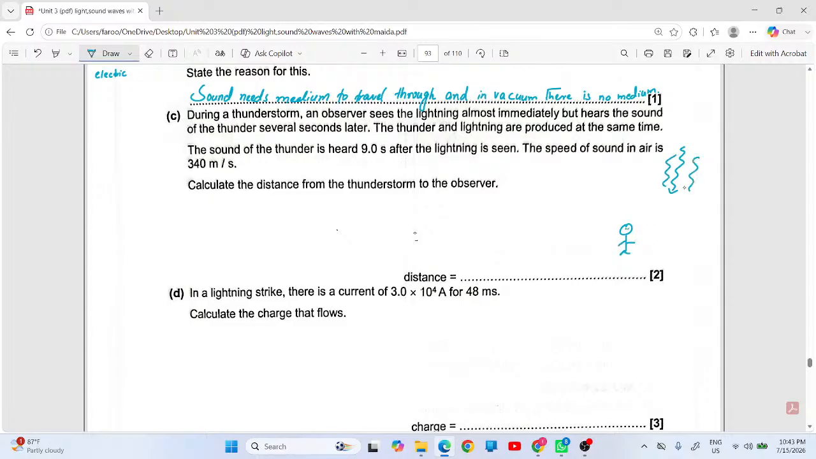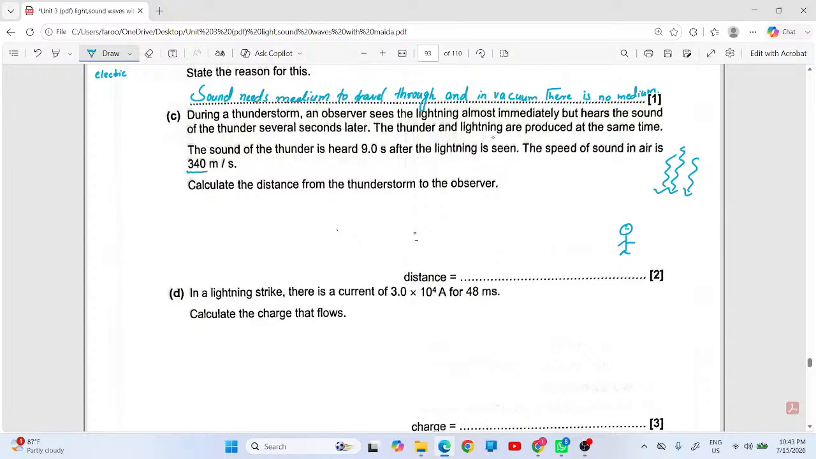Let's suppose यहाँ पर observer है जो lightning को observe करता है, तो same time पे light पहले receive होती है. The speed of light is 3 × 10⁸ and the speed of sound is very low as compared to light, 340. Calculate the distance.